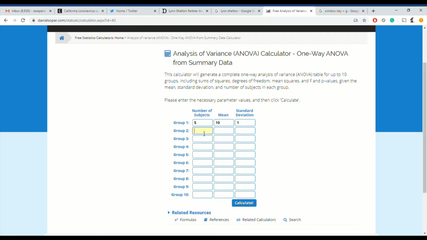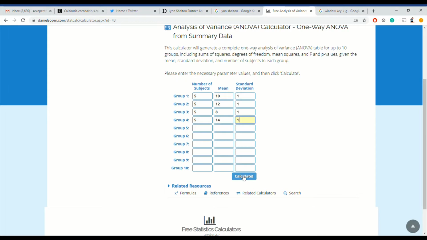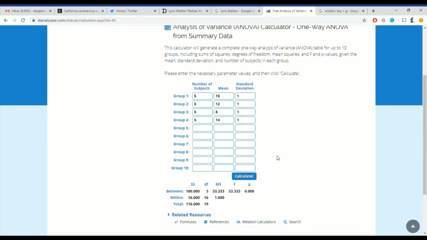Next group, number of subjects was 5. That's all 5 and 1. So the mean was 12, standard deviation 1. Next group, 5, mean of 8, standard deviation 1. Then 5, 14, 1. And then you just hit calculate. Boom. And it does all the work for you.